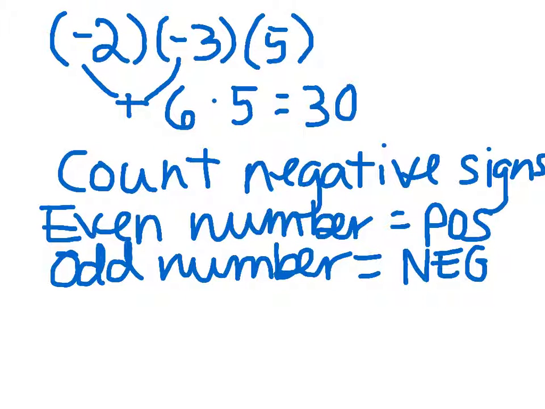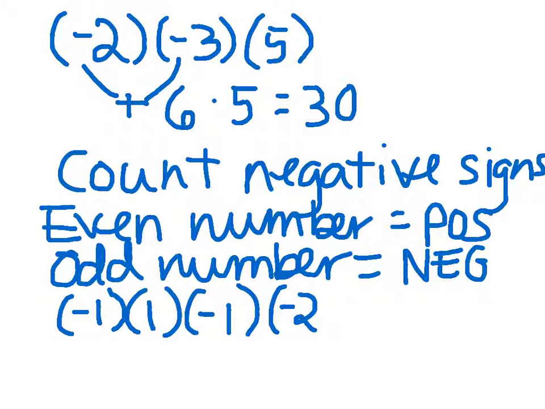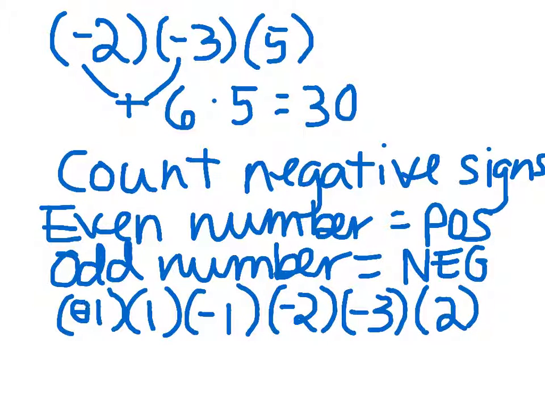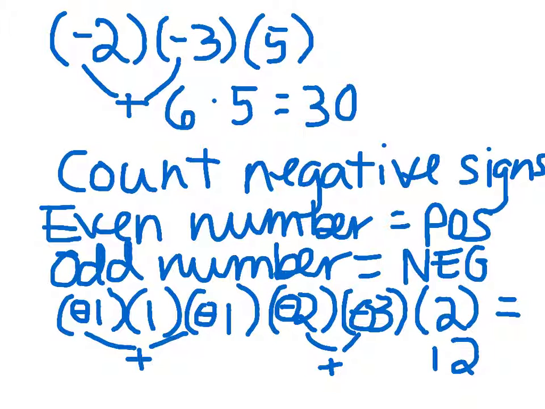We can just use the example of negative 1 times positive 1 times negative 1 times negative 2 times negative 3 times positive 2. How many negative signs do I have? 1, 2, 3, 4. These two make a positive. These two make a positive. There are no negatives left, so the whole thing is positive. 1 times 1 times 1 times 2 times 3 times 2 is equal to positive 12.